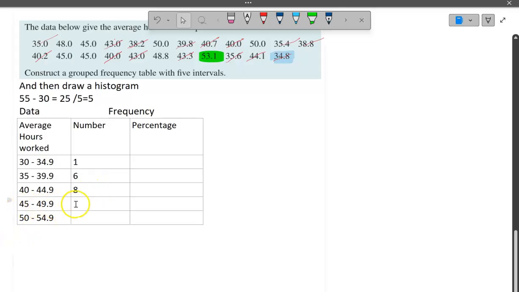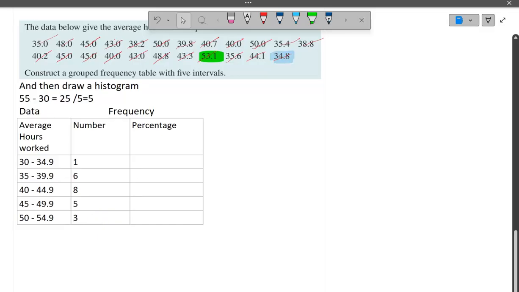Between 45 and 49.9, 1, 2, 3, 4, 5. Got 5 there. And now between 50 and 54.9 is 1, 2, 3. So we got 3 there.